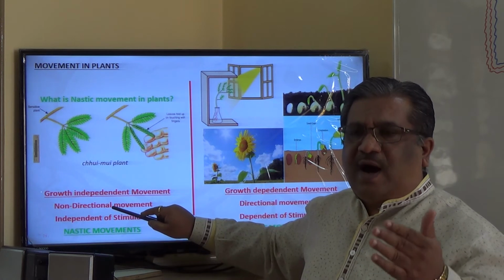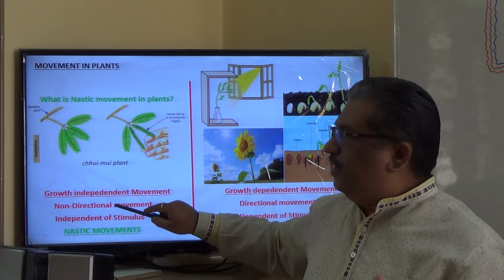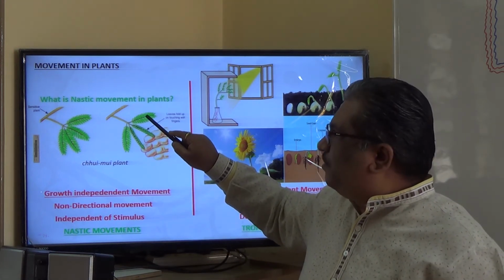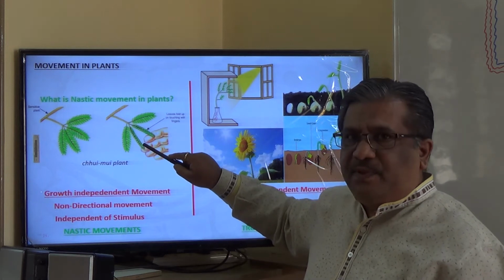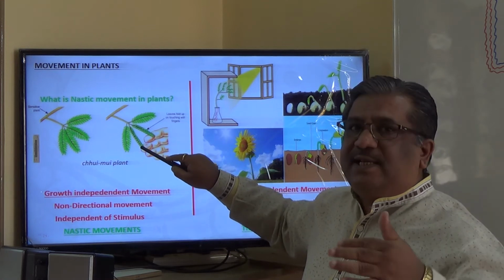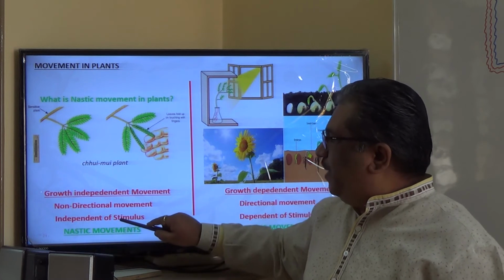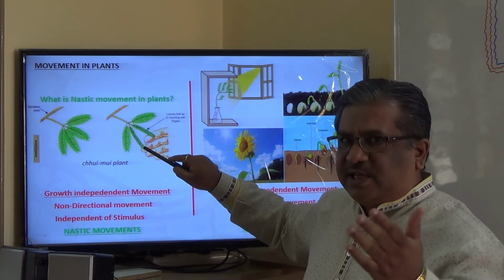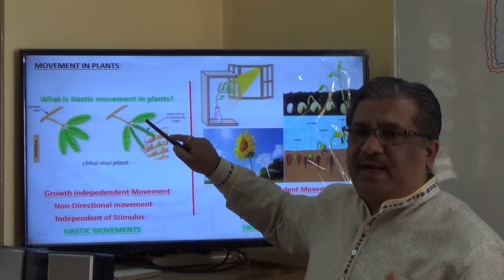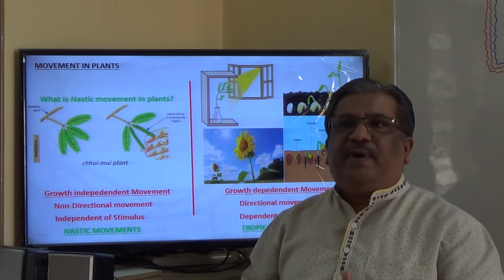Directional means, are these closing towards the stimulus? No. If I touch here, this leaf is closing. Therefore, why should this leaf close if I touch over here? Therefore, the actions are not directionally driven. These are non-directional movements and independent of stimulus. Stimulus is a touch, of course. If we touch over here, why should this close? And therefore, these are independent of touch also, or independent of stimulus.